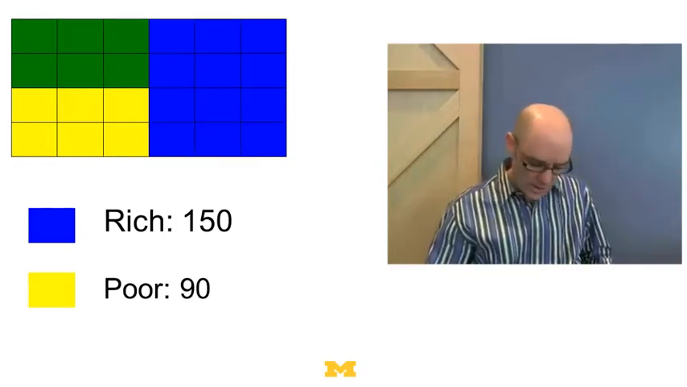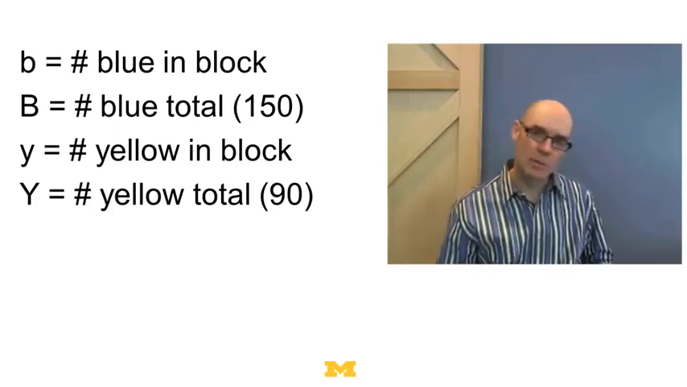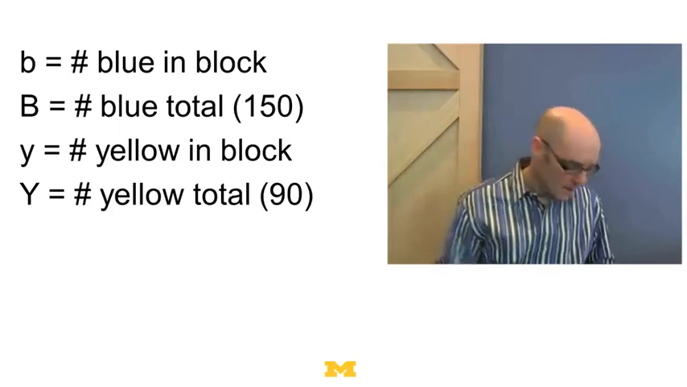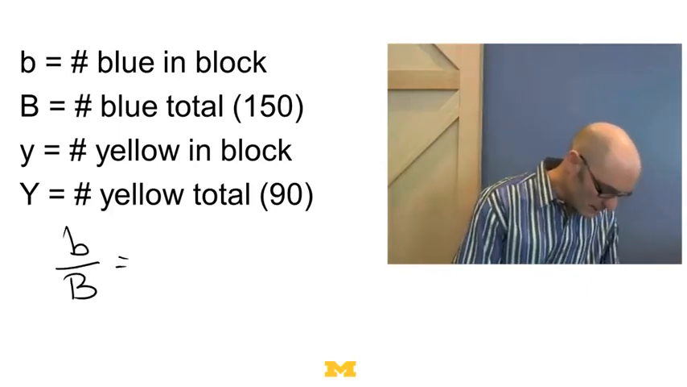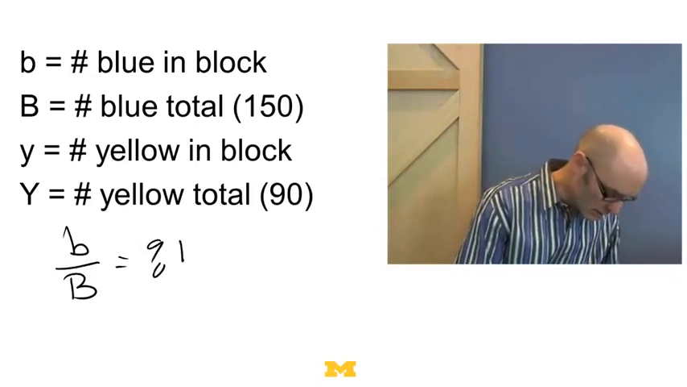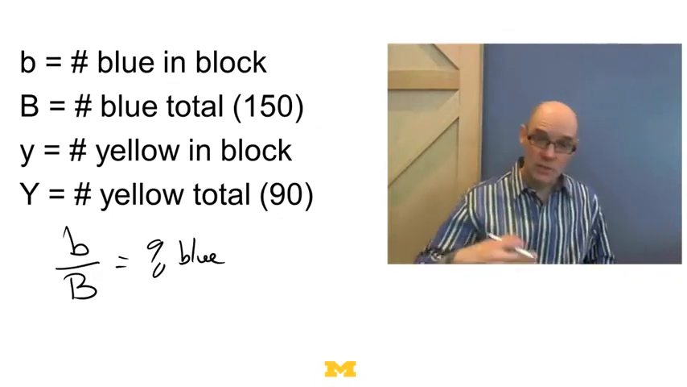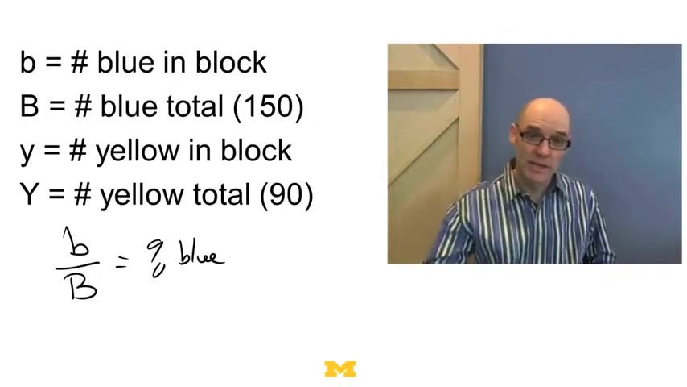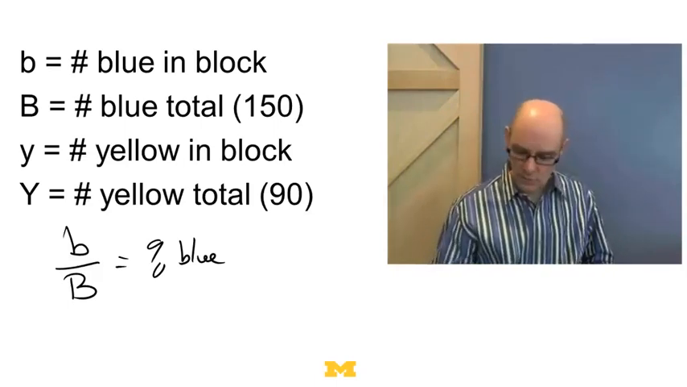All right, so how do I do it? Well, what I'm going to do is let little b be the number of blue people in a block, and let big B be the number of blue people total. So if I take little b over big B, that's going to tell me the percentage of blue people in that block relative to the total number of blue people. It's giving me some sense of the proportion of the total number of blue people that are in that block. And similarly, little y over big Y is giving me the proportion of yellow people in that block.